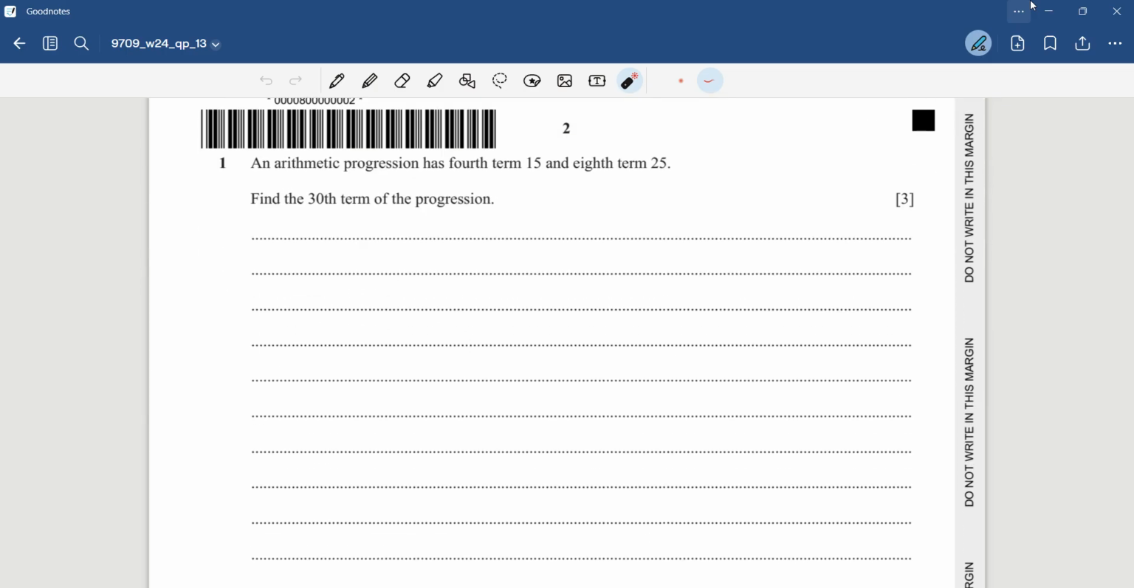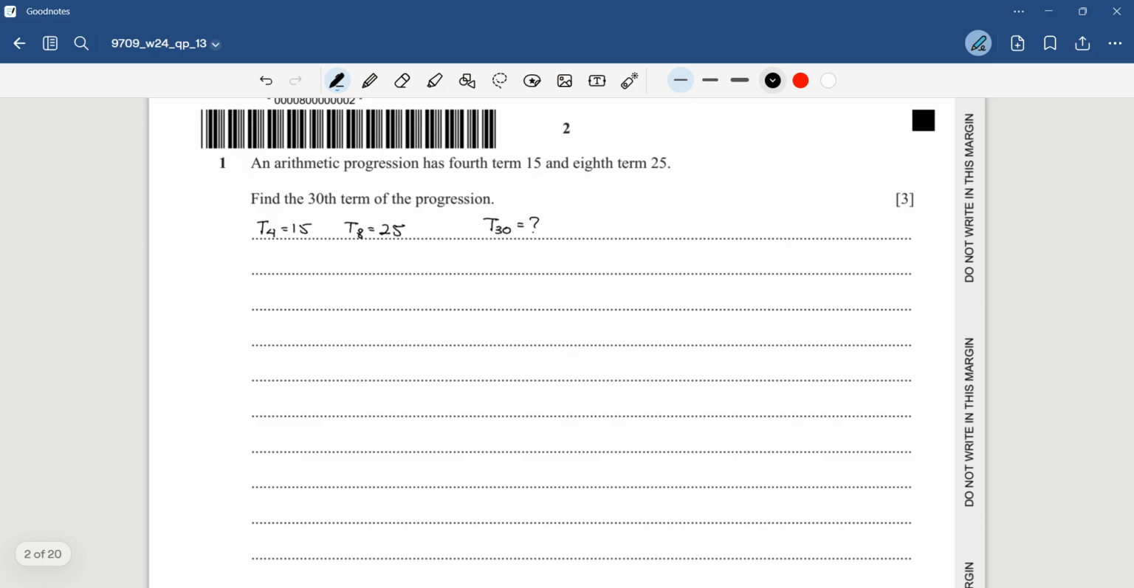Question number 1: an arithmetic progression has a fourth term 15 and the eighth term 25. Find the 30th term. So the information that's given to us is T4 equal to 15 and T8 equal to 25. So the question is asking you to find T30.